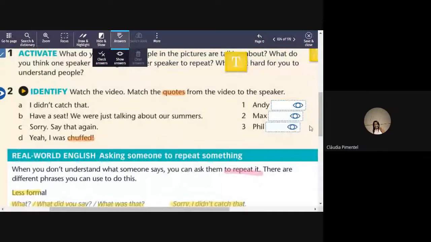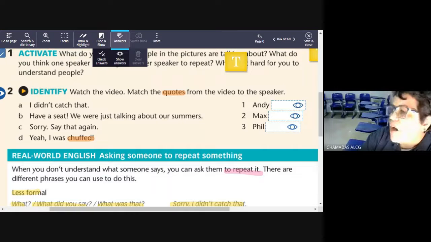I'm sorry. I think I was muted accidentally. I'm sorry. First, we discussed the meaning of chuffed. So what's the meaning of this word? Do you remember?